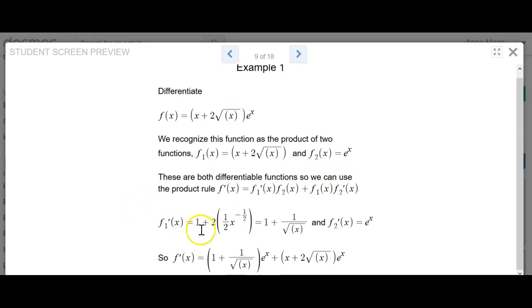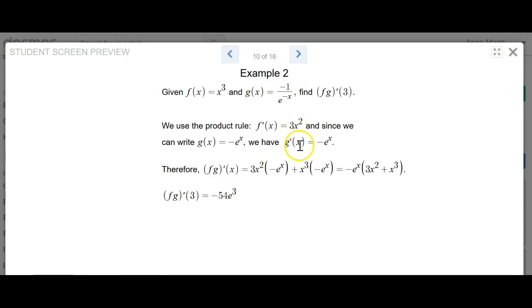So the product rule gives us the derivative of the first function, the derivative of f1, is simply 1 plus 2 times x to the 1/2 times x to the minus 1/2. So I use the power rule here after considering the square root of x as x to the 1/2. And then the derivative of e to the x is simply e to the x. So putting that together, f prime is the derivative of the first factor times the second plus the first factor times the derivative of the second.